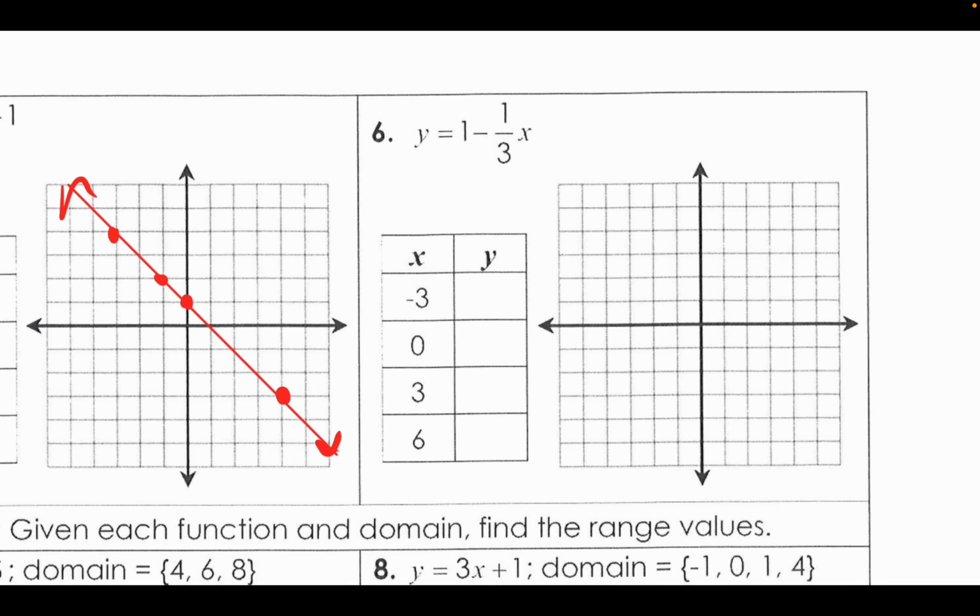Noting that once again there is still a negative here, so a negative times a negative would create a positive, for example. So you end up getting the y values of 2, 1, 0, and -1 when you plug in -3, 0, 3, and 6 respectively. So now as we plot these points, we end up getting the following.